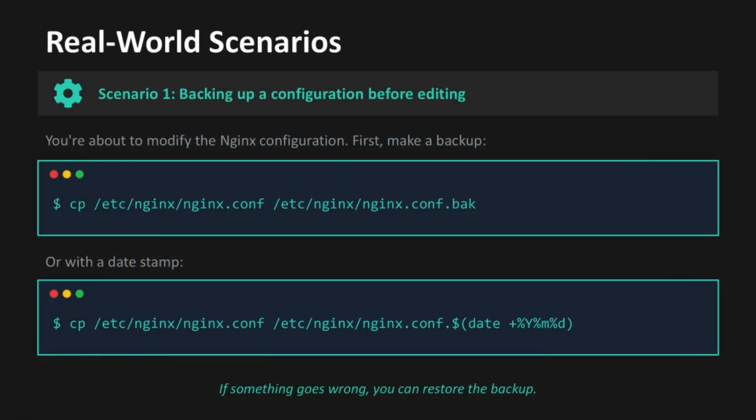Let's think of some scenarios just to help reinforce this in real-world terms for your thinking and learning. If you're backing up a config file before editing, let's say you're about to modify the Nginx configuration. First, you want to make a backup. You can use this code on the screen, or if you want that to have a date stamp, use this code on the screen. If something goes wrong, you can restore the backup.